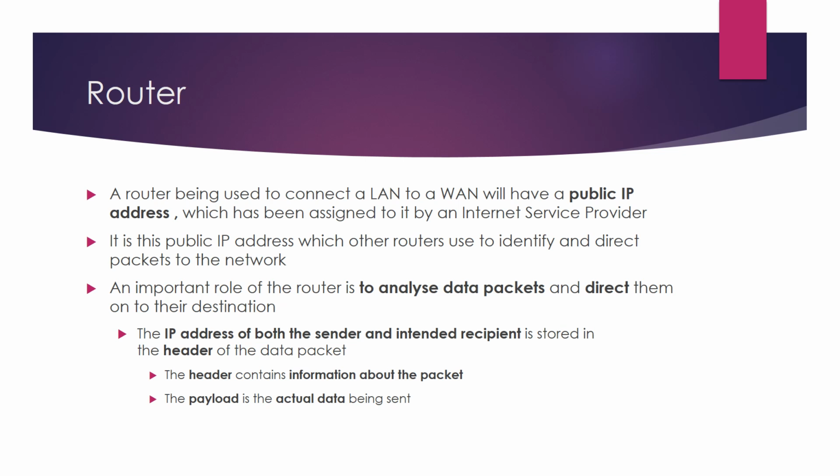The IP address of both the sender and intended recipient is stored in the header of the data packet. The header contains information about the packet, and the payload is basically the actual data being sent. We have already talked about the structure of data packets in a previous video. If you haven't watched it yet, please go and check that video. It will give you detailed information about the structure of a data packet.